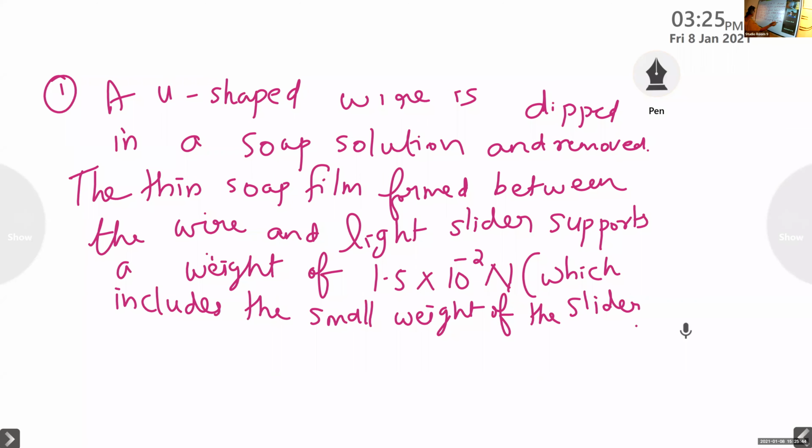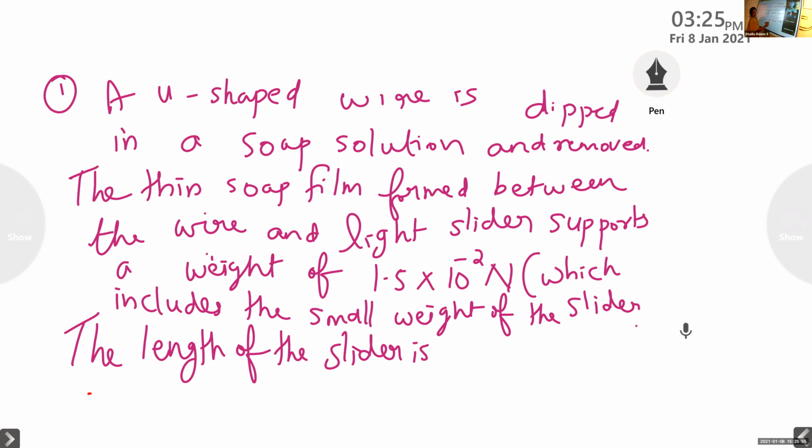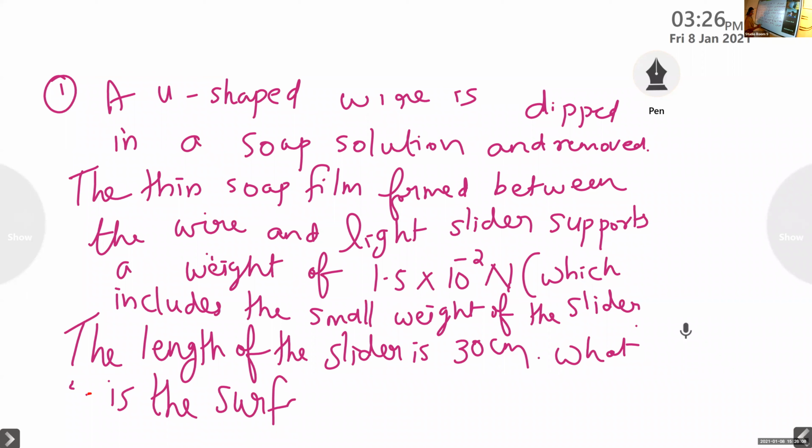The length of the slider is 30 centimeter. What is the surface tension of the film? Question seems to be very big, but the doing is simple if you understand the question.